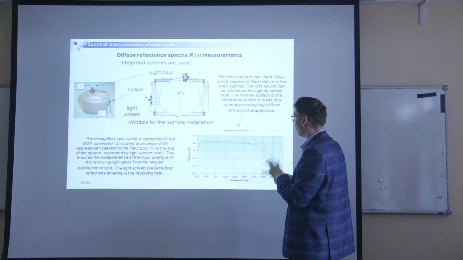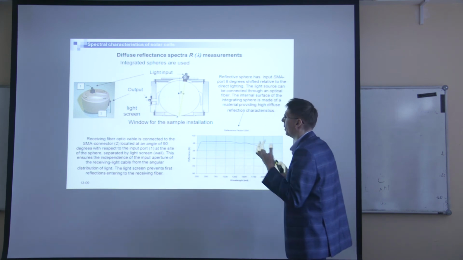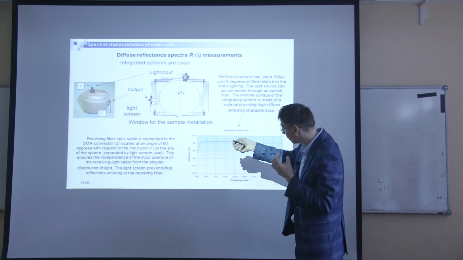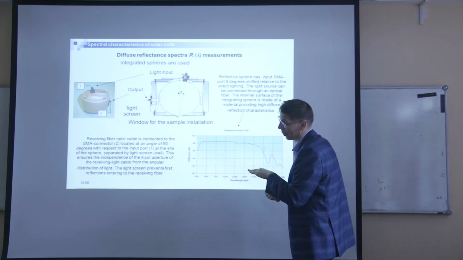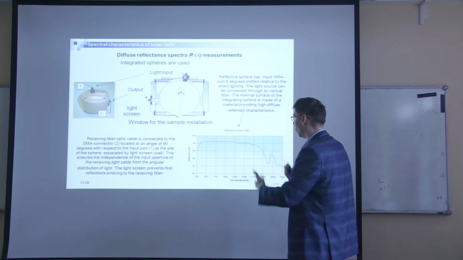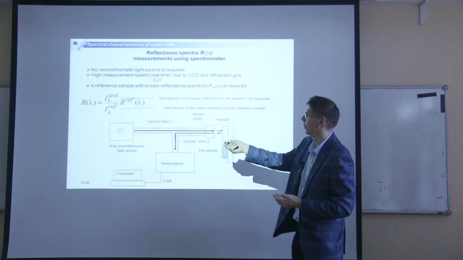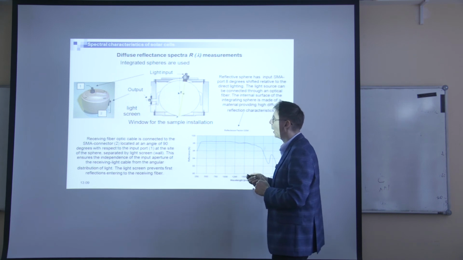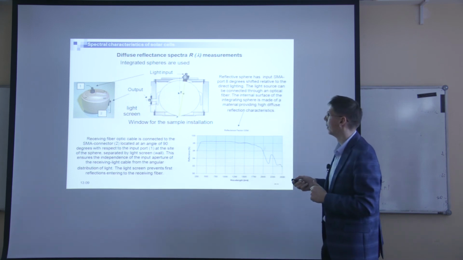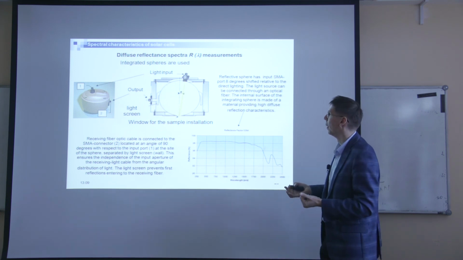Again, to perform this kind of measurement, it's actually the same idea. You have some reference of a diffuse reflection, and then you perform this type of calculation. Like this, it's simple, but in this case, you can measure the total reflectance.